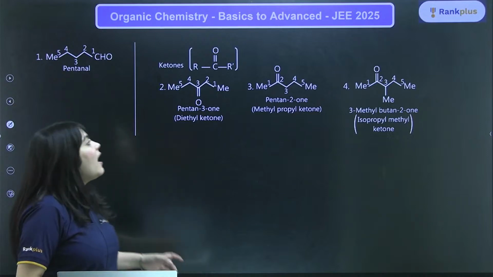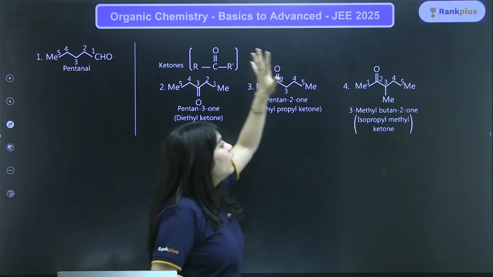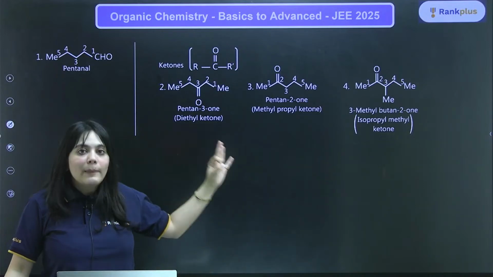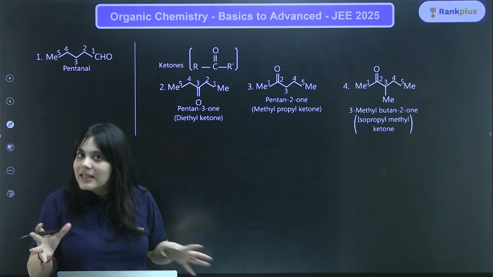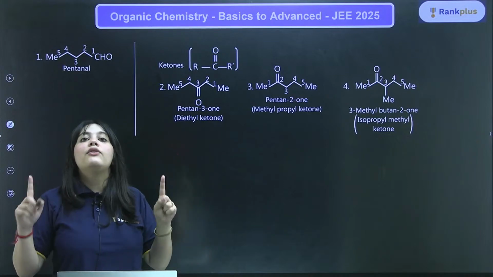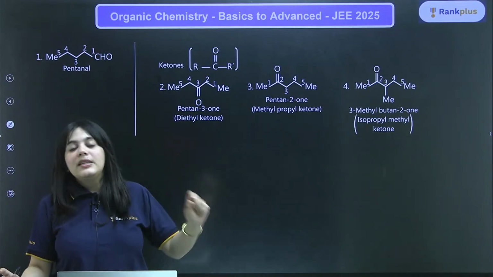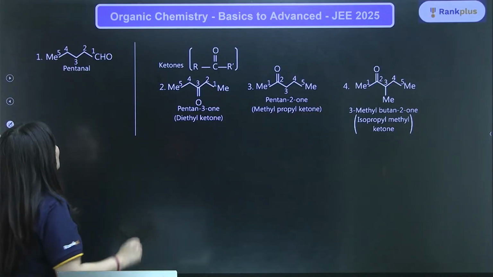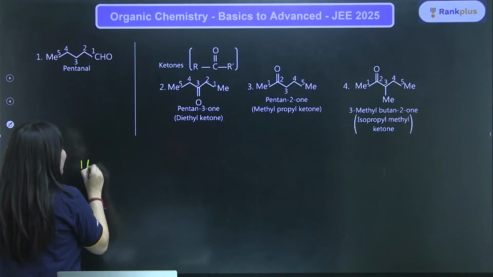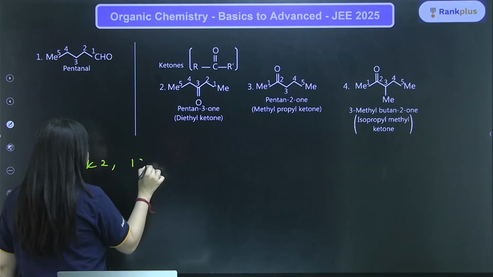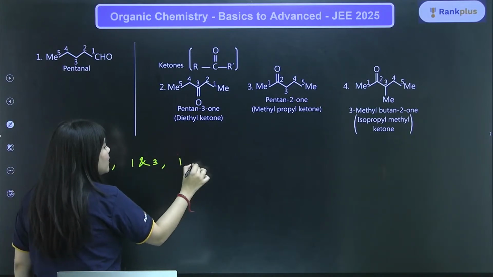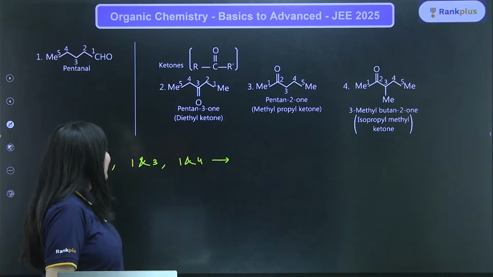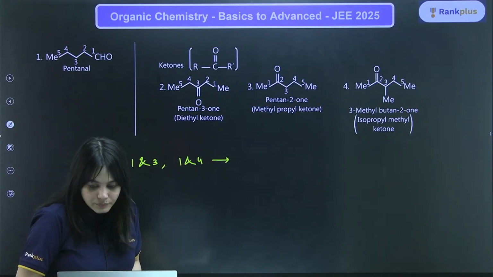Once again, there are 1, 2, 3, 4 molecules in front of you. I've also given the IUPAC naming so that things are easier to guess for you, even if you lack in IUPAC naming. But this is the one thing that you should definitely make strong. Now I'm going to ask you, what is the relationship between 1 and 2, 1 and 3, as well as 1 and 4 molecules?